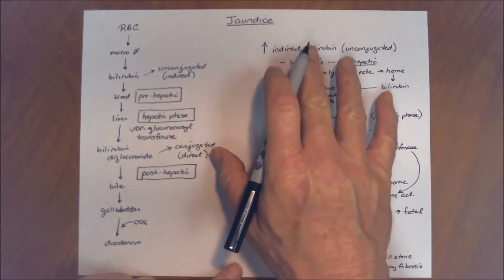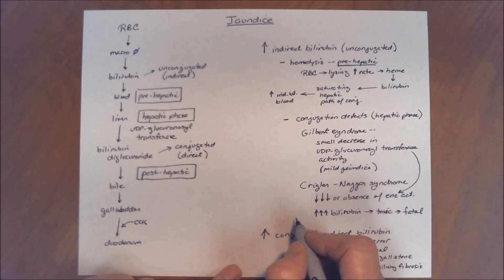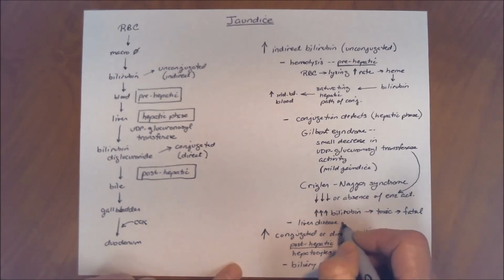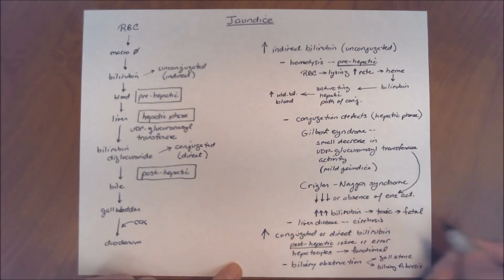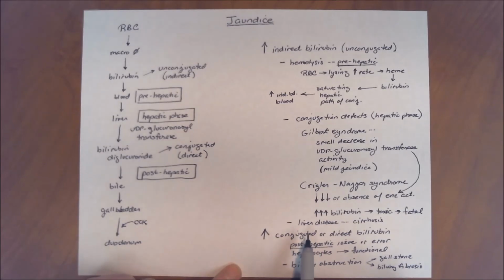Now the other issue here that we didn't talk about is the indirect bilirubin. This could also be, the most serious, liver disease, such as cirrhosis. But that's at the very far end of the spectrum, and there's going to be clinical symptoms far earlier than elevated indirect bilirubin.